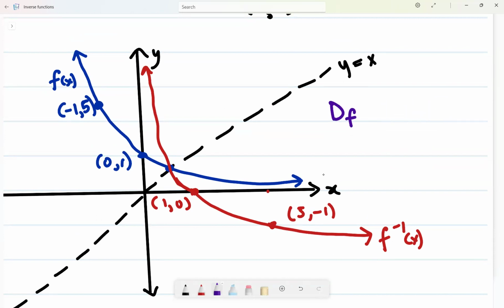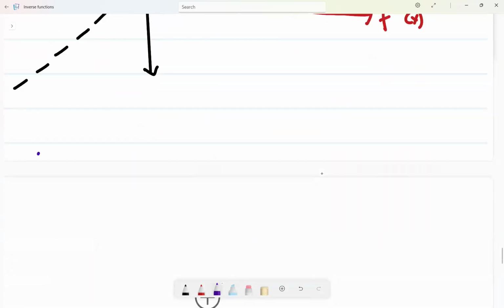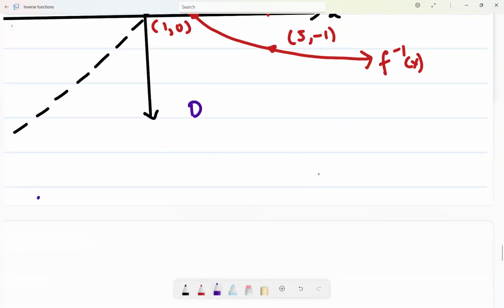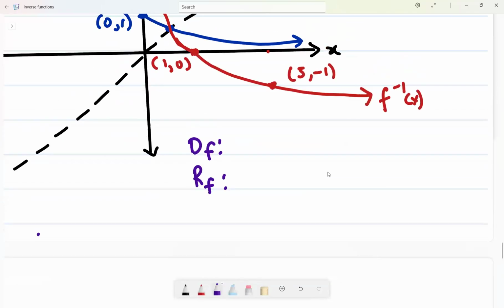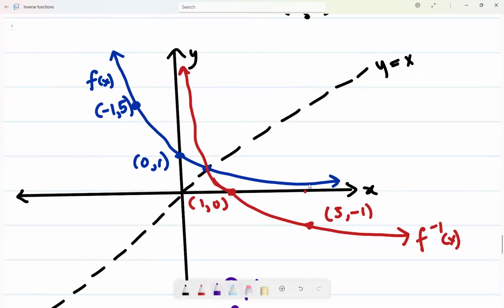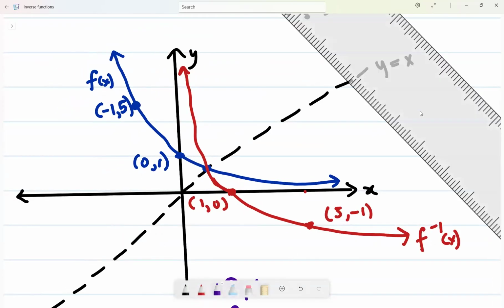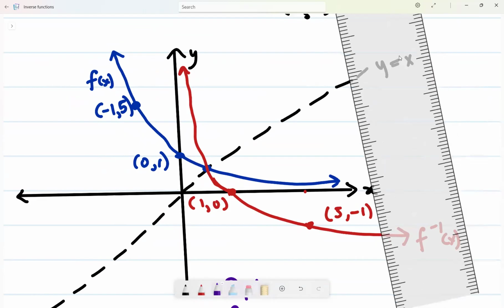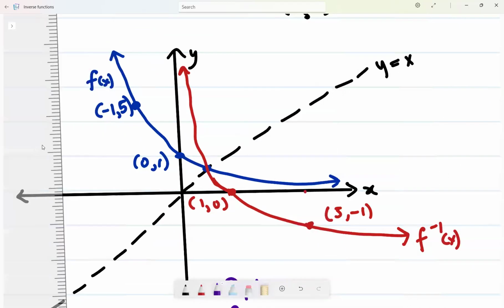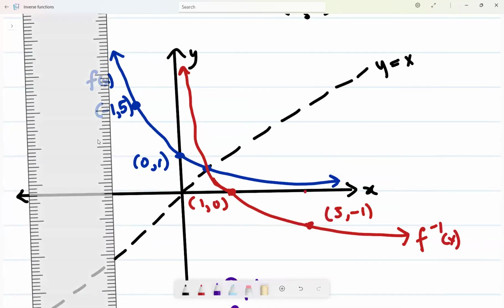Let's find the domain of f and the range of f and see exactly. What is the domain? The domain is all x values, okay? So now let's come here. F of x is here. Can you see where it starts?